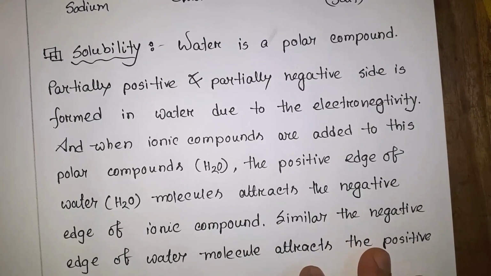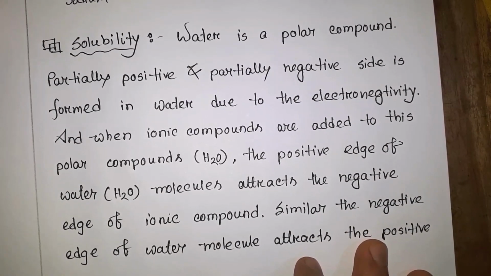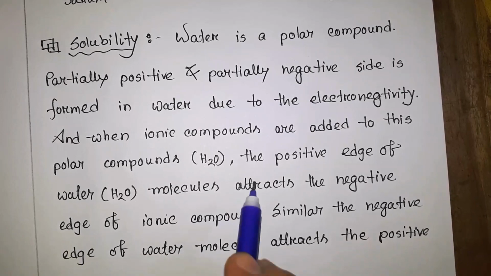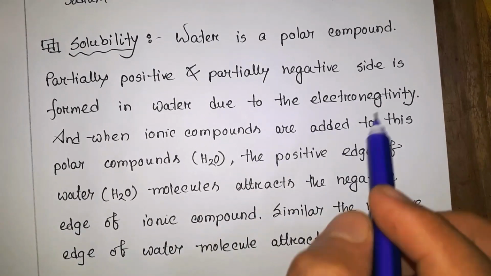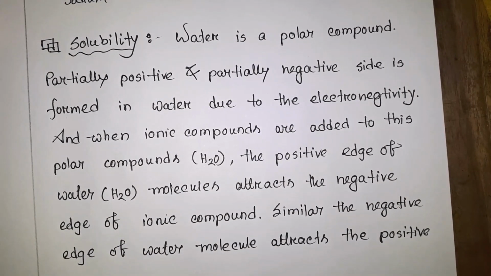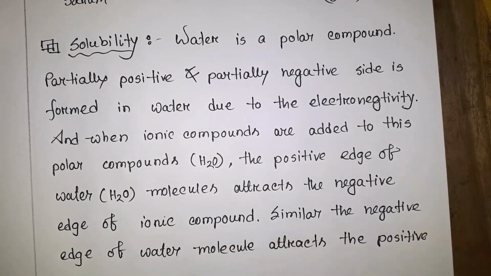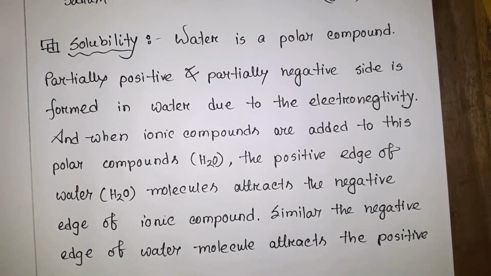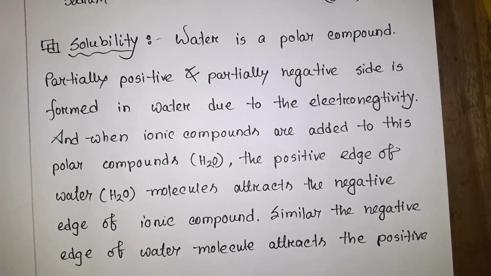Now we'll discuss the solubility of ionic compounds. Water is a polar compound. We know that partially positive and partially negative sides are formed in water due to electronegativity. When ionic compounds are added to this polar compound, the positive edge of water molecules attracts the negative edge of the ionic compound. Similarly, the negative edge of the water molecule attracts the positive edge or cation of the ionic compound.